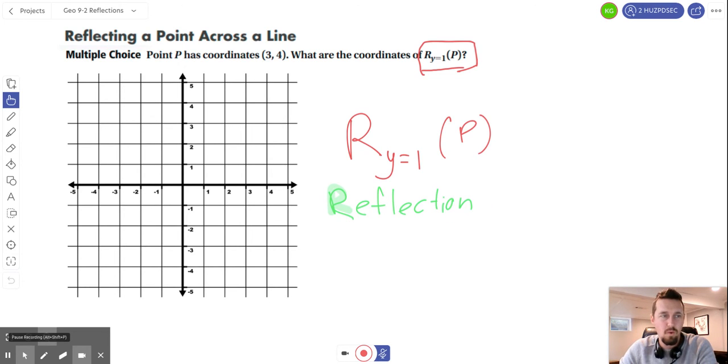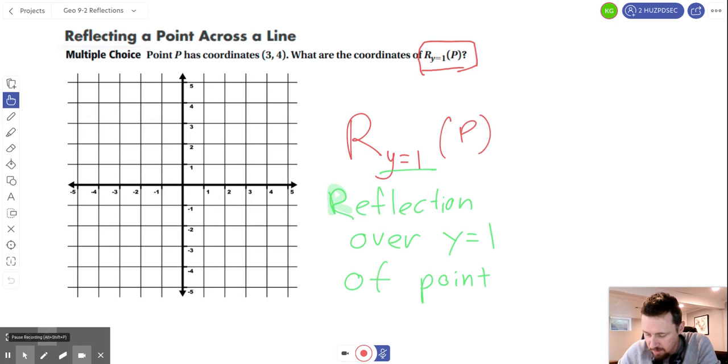And what are we reflecting over? We need a line to reflect over. So we're going to reflect over the line y equals 1. So this is reflection over y equals 1 of point P. Capital P, sorry. Capital letters refer to points. If I wrote a lowercase p, then I might be referring to a line.